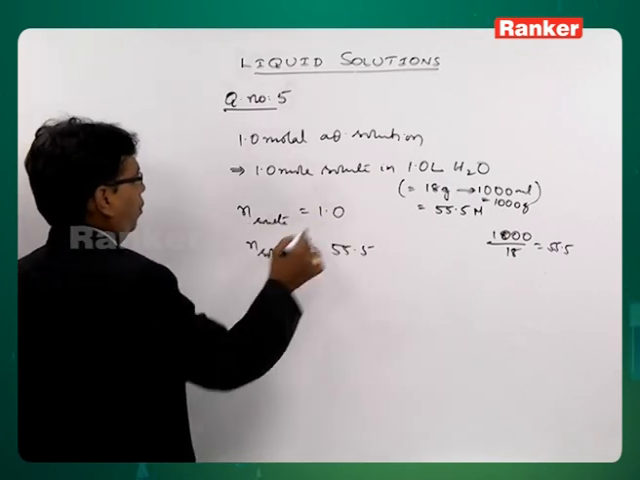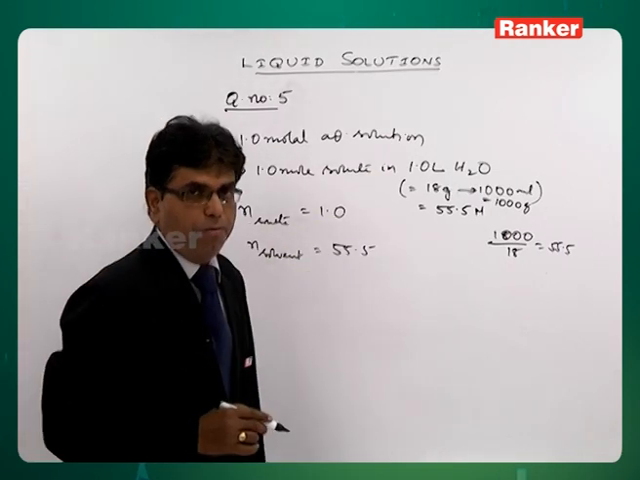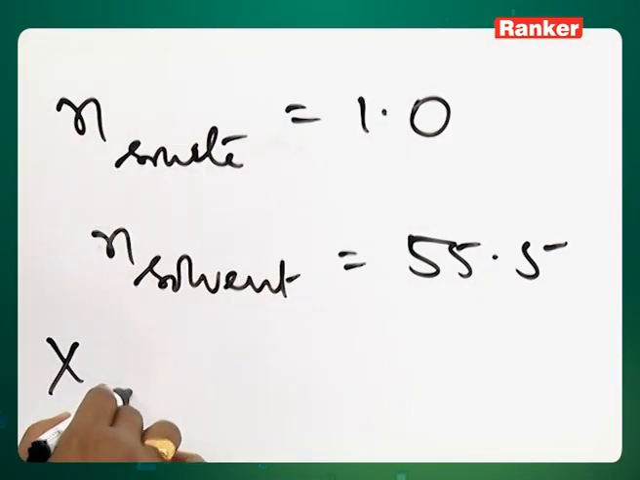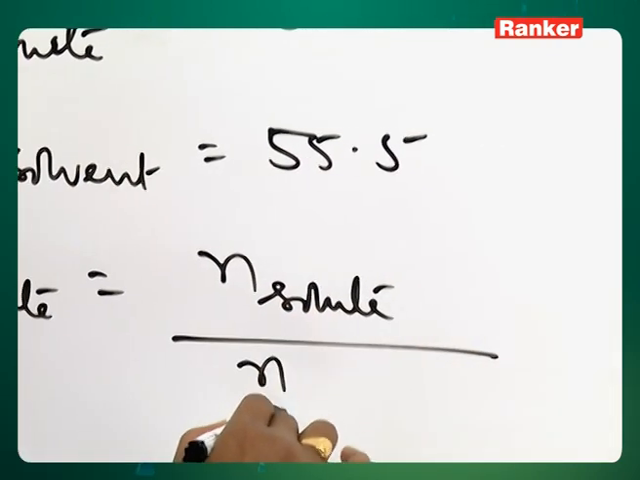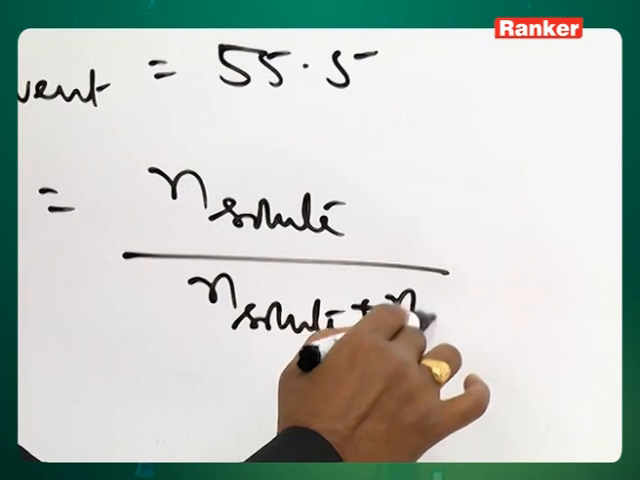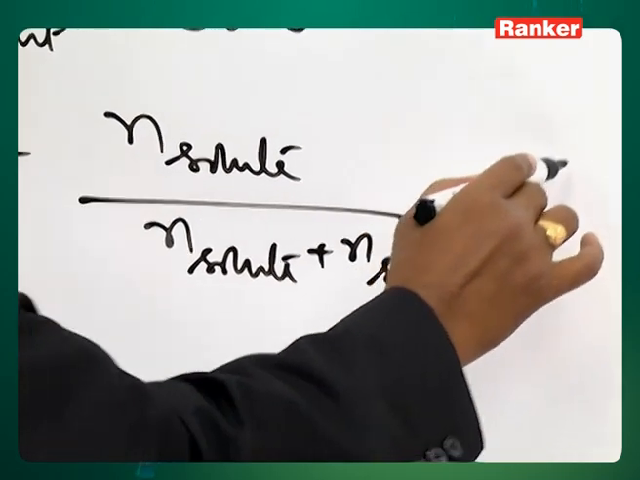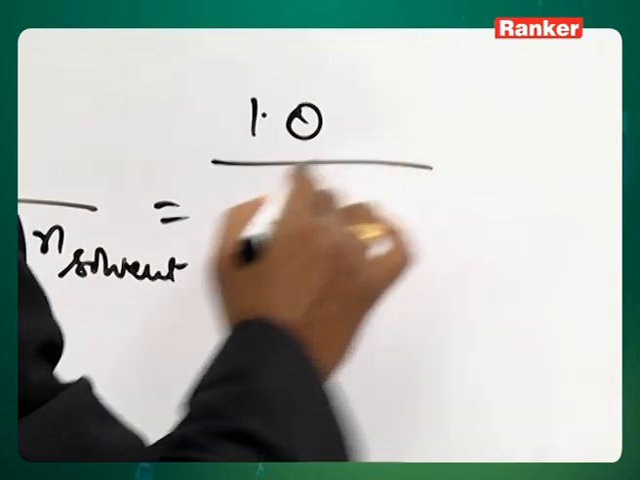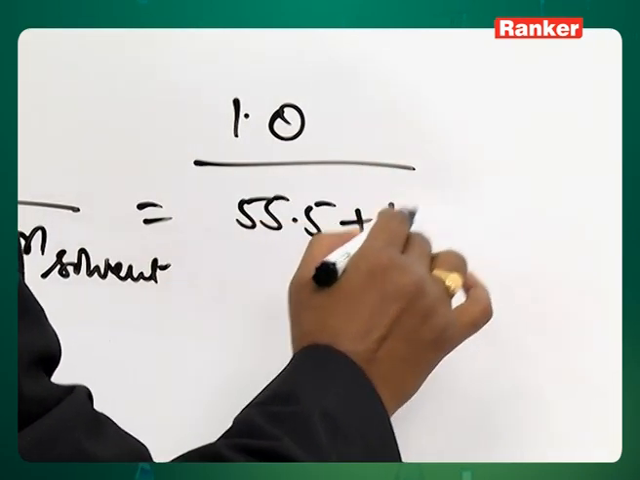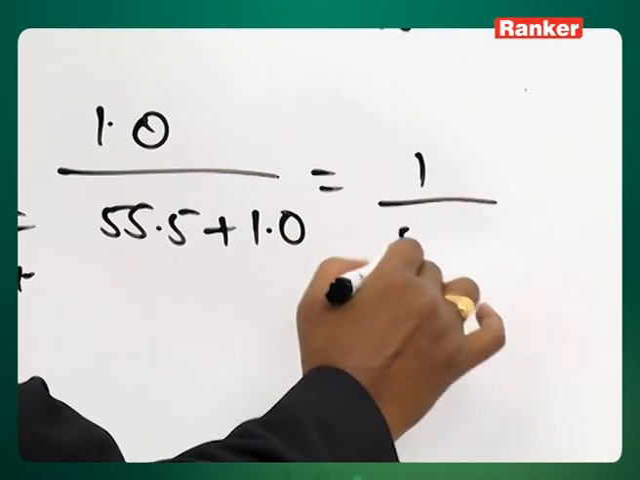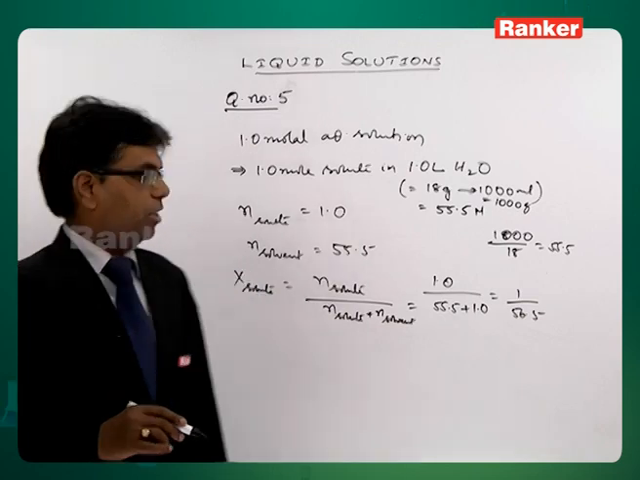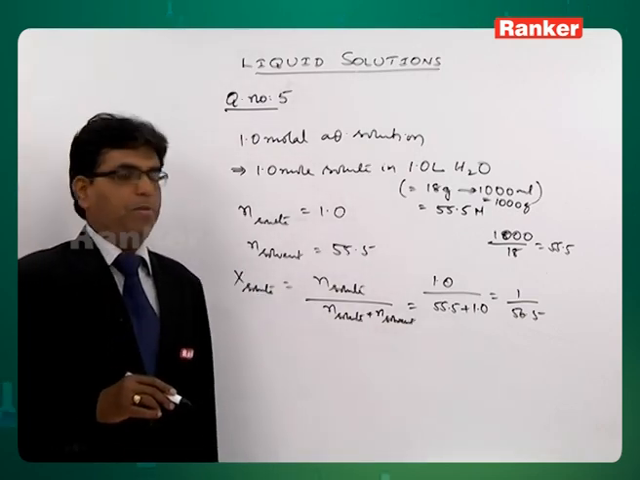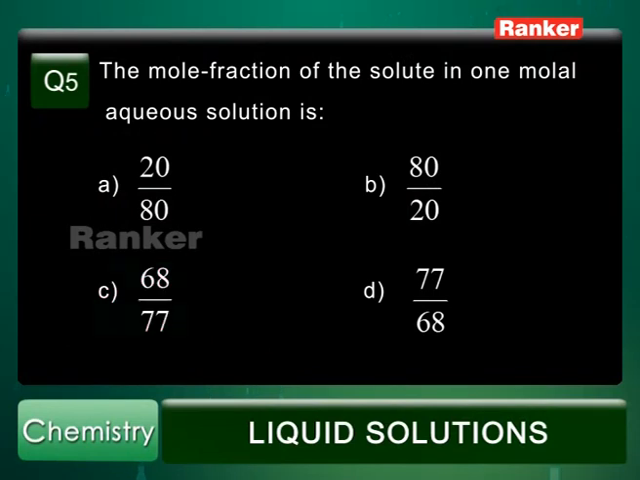So, number of moles of solute is 1, number of moles of solvent is 55.5. So, mole fraction of solute is equal to number of moles of solute by number of moles of solute plus number of moles of solvent, that is 1 by 55.5 plus 1, that is 1 by 56.5. So, this 1 by 56.5 is nothing but what we get as 0.0177. So, the answer must be option C.